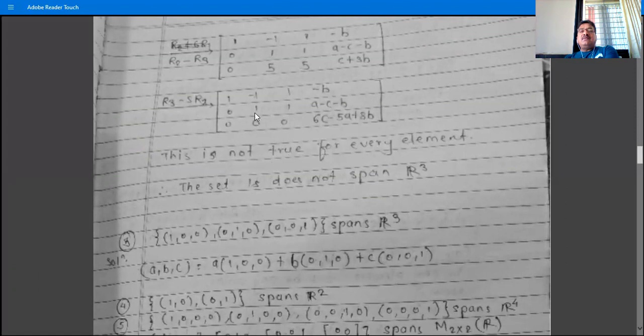This is an echelon form. And so what is the rank of A? The first three columns are the echelon form of the matrix A. And the rank of A is 2.